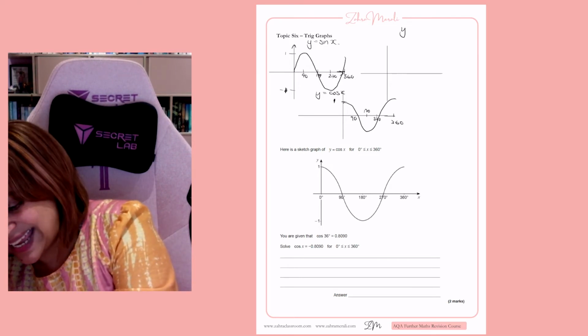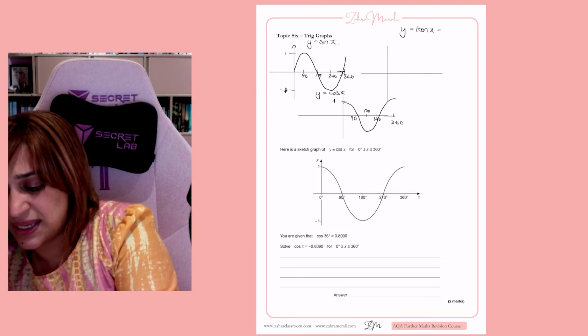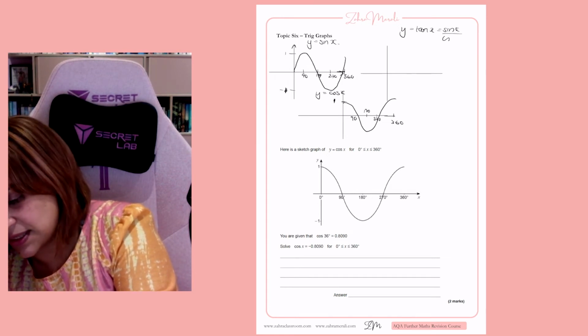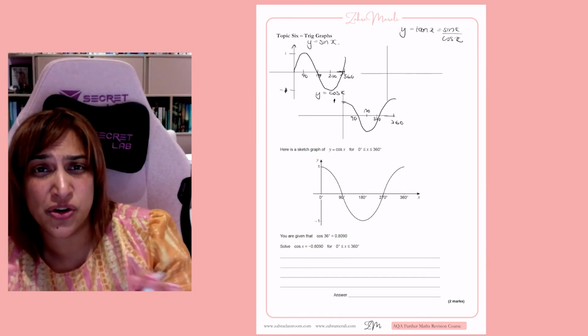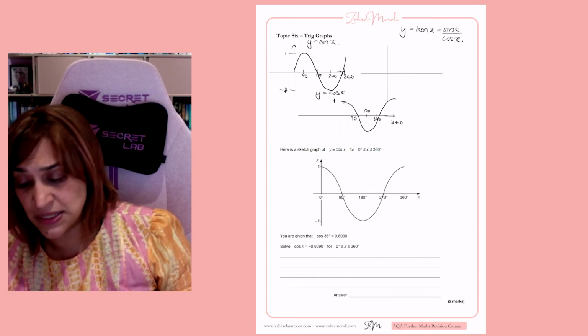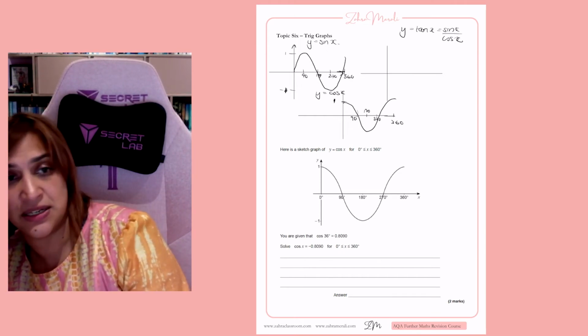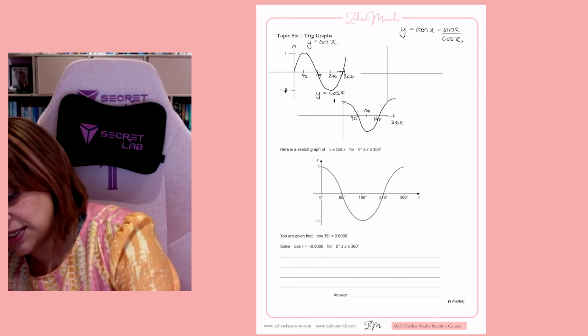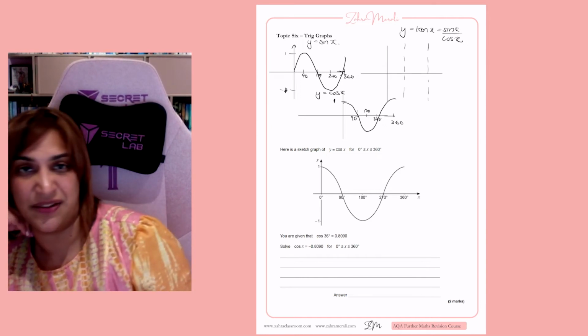Now tan x is actually the same as sine x over cos x. Now we know it's illegal and totally wrong to divide by 0. So wherever cos x is 0, which is 90 and 270, you're going to get what we call asymptotes. It's definitely not going to go through there.